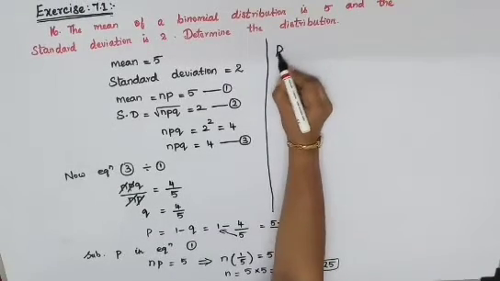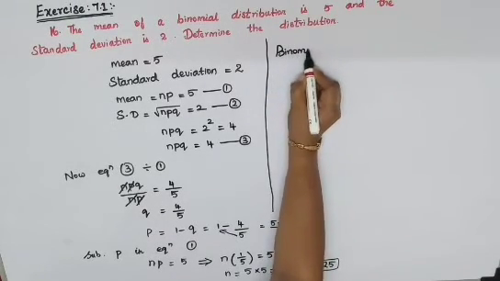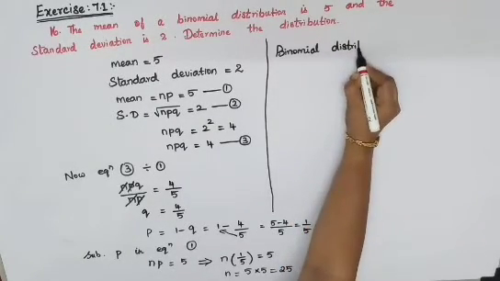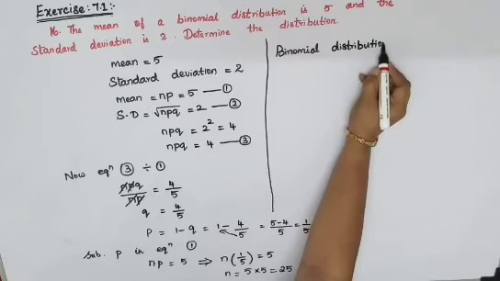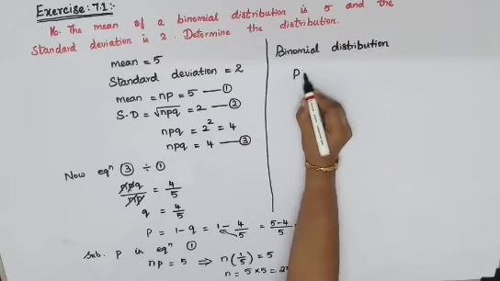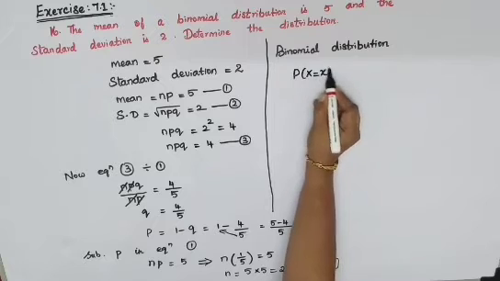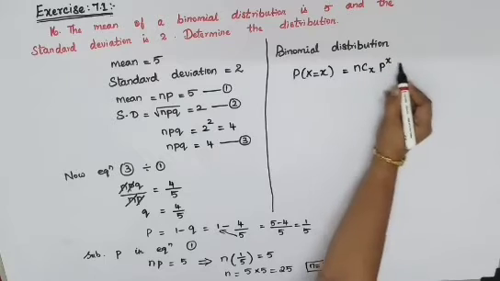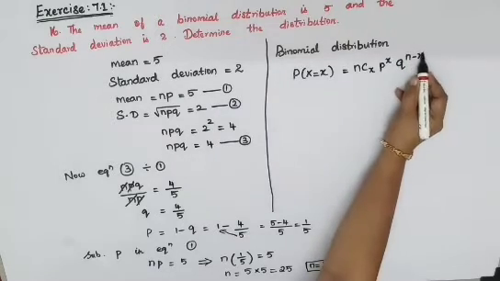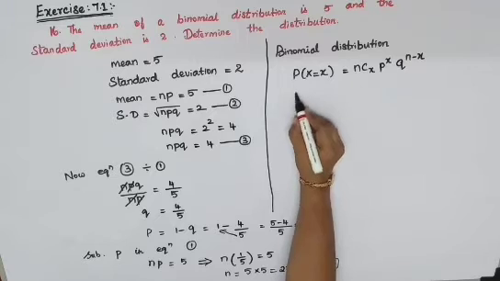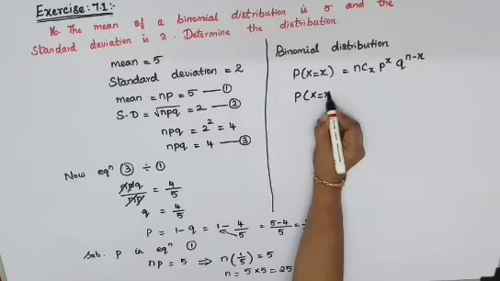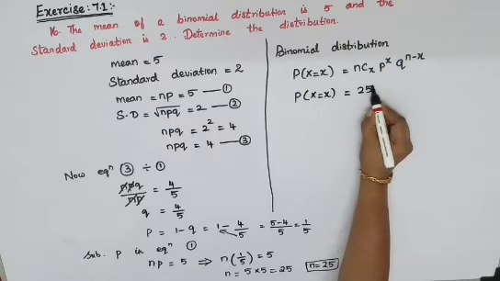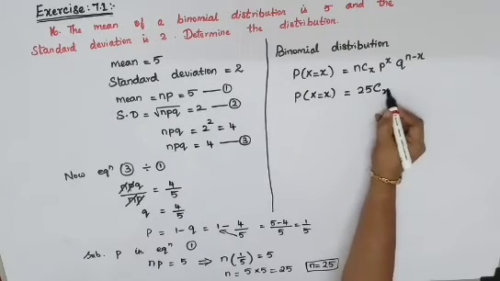Okay. Binomial distribution formula is P of X is equal to x, which is equal to NCx P power x Q power n minus x. So we'll get it as P of X is equal to x. Your n is 25. Okay, so 25 Cx.